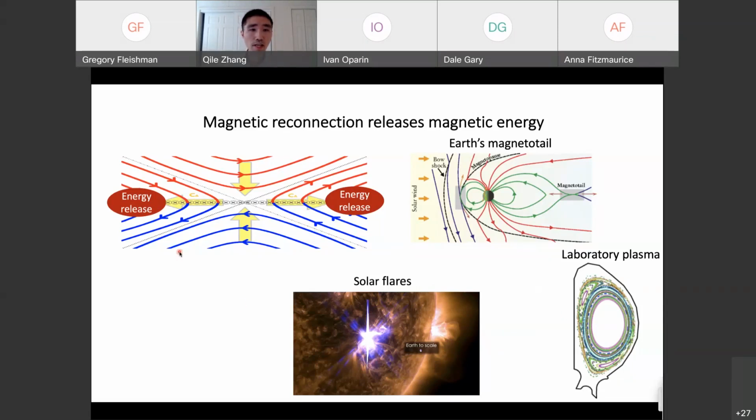On the other hand, this simple picture only shows the magnetic field in the reconnection plane. In general, there can also be magnetic field components out of this plane, which we call the guide field.